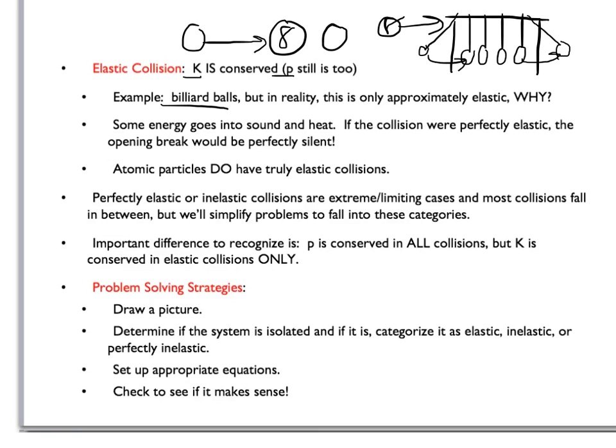Now, in reality, pool balls or even the Newtonian demonstrator would not be perfectly elastic collisions. Why would that be so? Of course, it's because some energy goes into other things. Remember, kinetic energy being conserved is the definition of a perfectly elastic collision. So when these spheres or pool balls run into each other, some energy has gone into creating some sound and a little bit of heat.